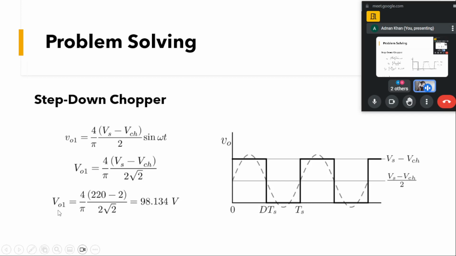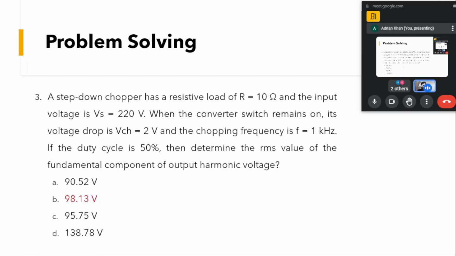So no one. If you put the values, 4 by pi, Vs is 220 minus 2, divided by 2 root 2, this is the RMS value of the fundamental, and it comes to around 98.134 volts. That is the answer to this question. Everyone understood now? So the answer to this question is 98.13 volts.